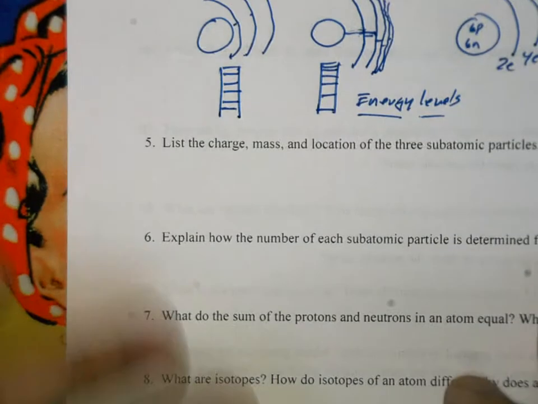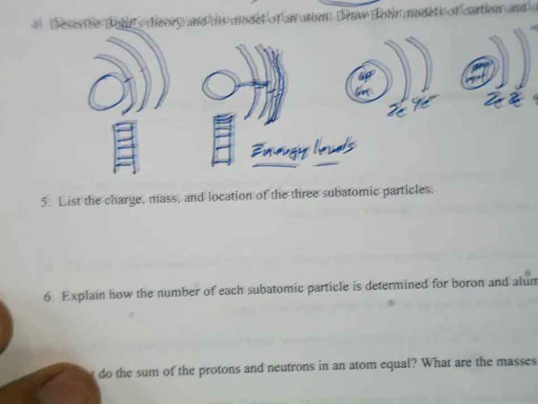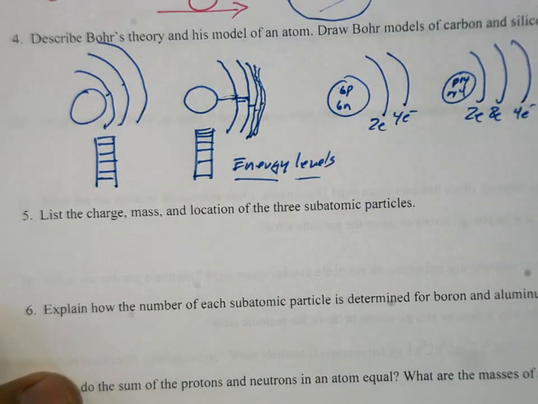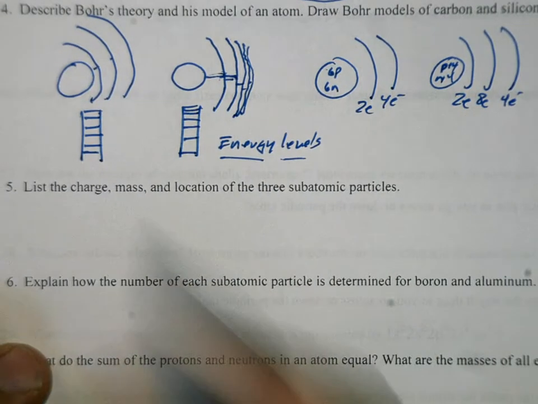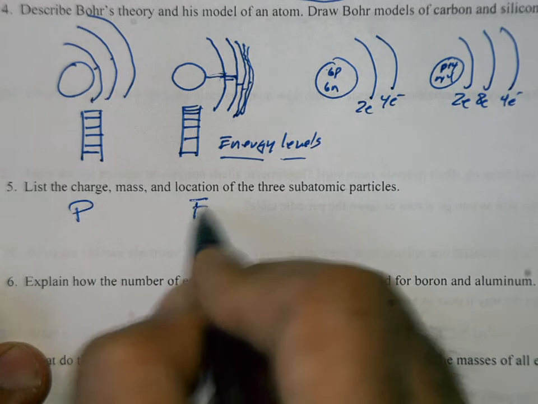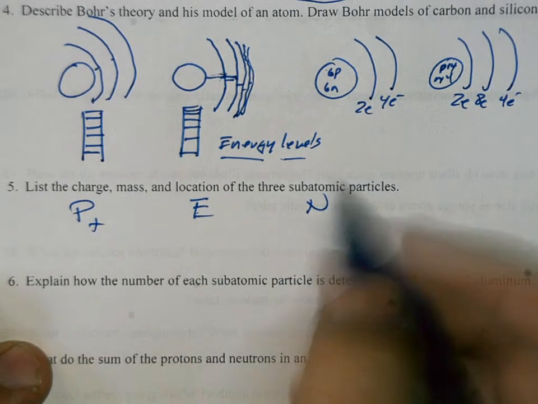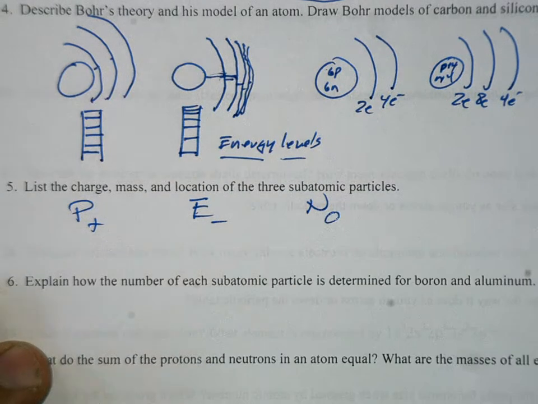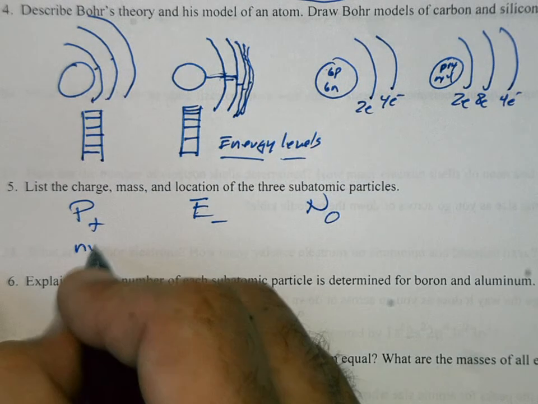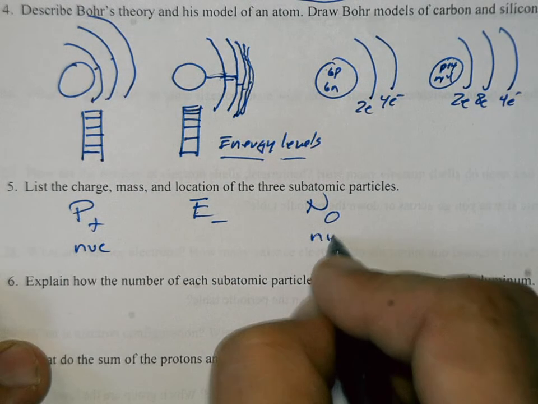List the charge, mass, and location of the 3 subatomic particles. I hope you were able to see the diagram there. We've got positive charge protons, negative charge electrons, 0 charge neutrons. The protons and neutrons are in the nucleus here, and the electrons are out in the shell.